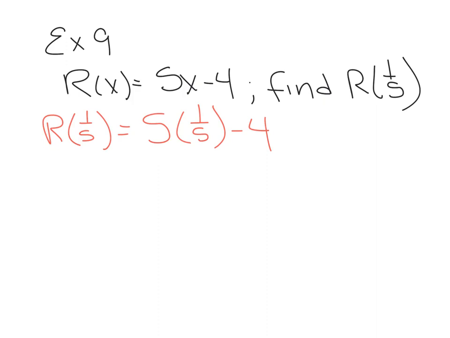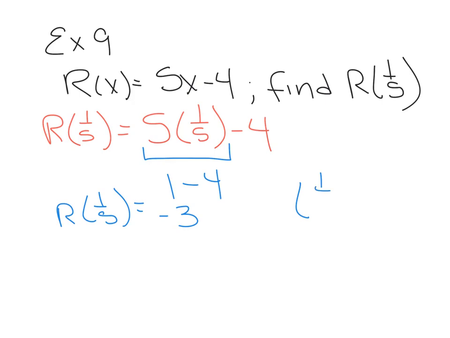Here you have 5 times 1/5, which I hope you recognize. They're reciprocals, 5 and 1/5, and whenever you multiply reciprocals together, you get 1. So this is 1 minus 4, which is negative 3. R of 1/5 equals negative 3. In an ordered pair, that means when x is 1/5, y is negative 3.